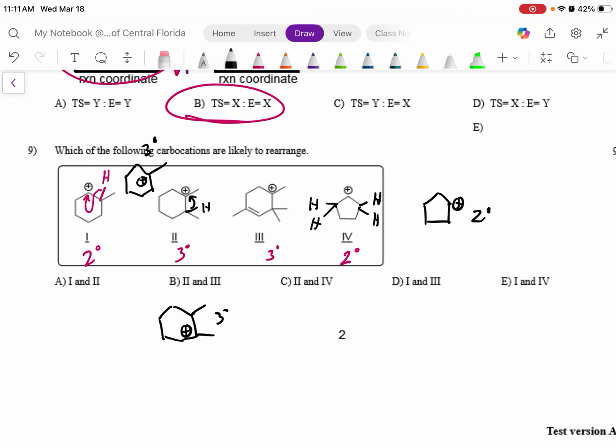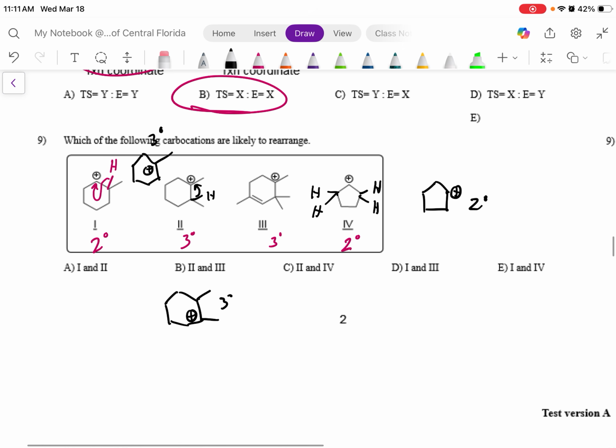Now, what's interesting about molecule 3 is, do you remember how we have something called allylic cations, which are really, really stable? So molecule 3 has a tertiary carbocation. That is true. But look at what happens. What if we did a methyl shift? Let's take this methyl right here and shift it over. When we shift it over, we're going to have this species right here.